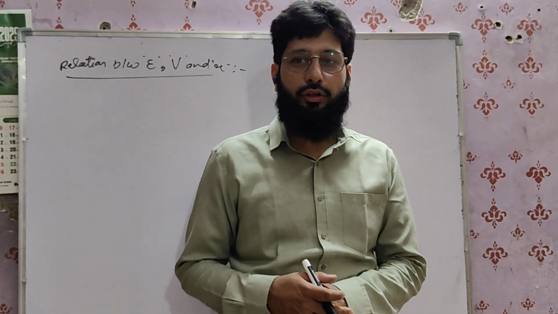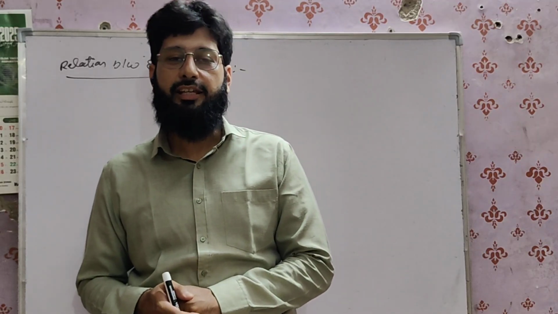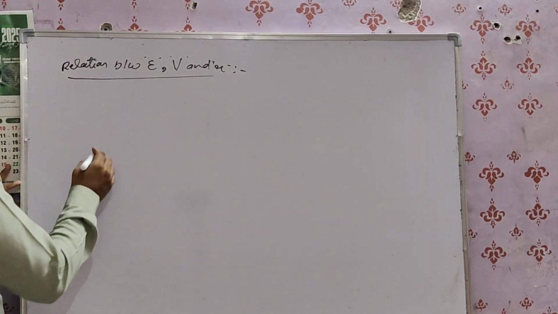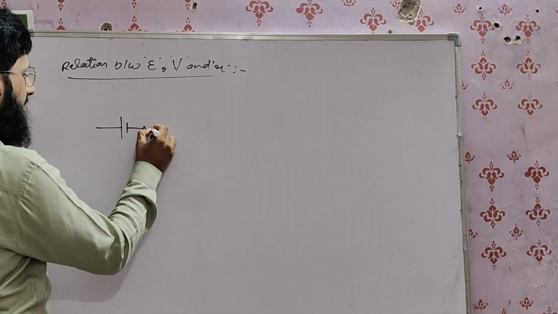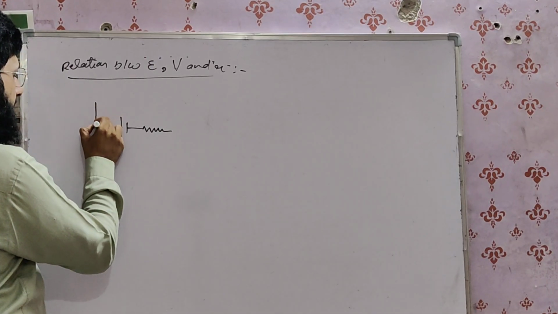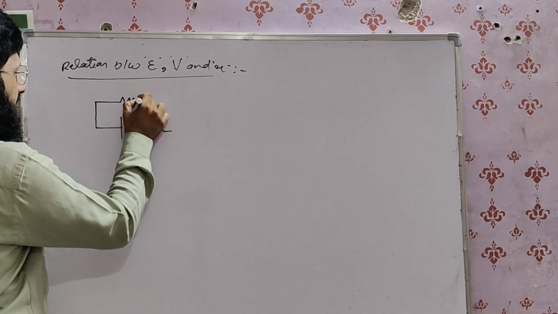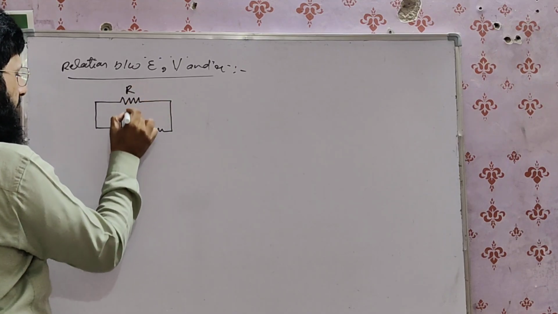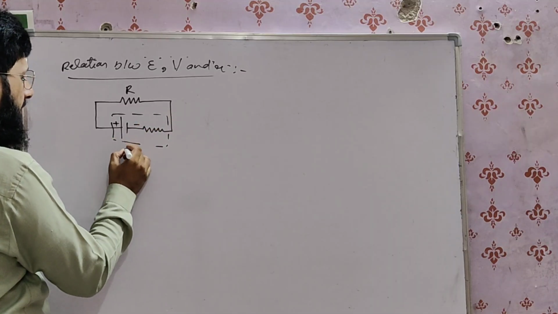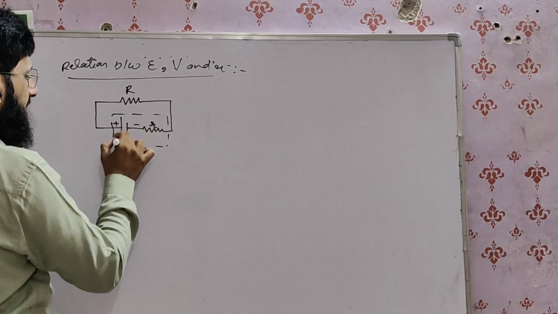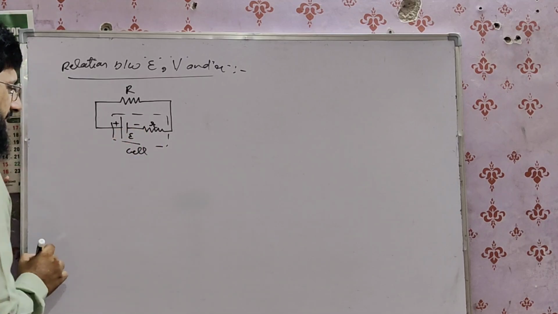Now in this topic we are going to learn the relation between EMF of a cell, terminal voltage of a cell and internal resistance of a cell. Okay. So the symbol of the cell can be made like this. This is a closed circuit, this is the outer circuit, and this is the symbolic representation of a cell. This is the internal resistance of the cell, this is the EMF of the cell.